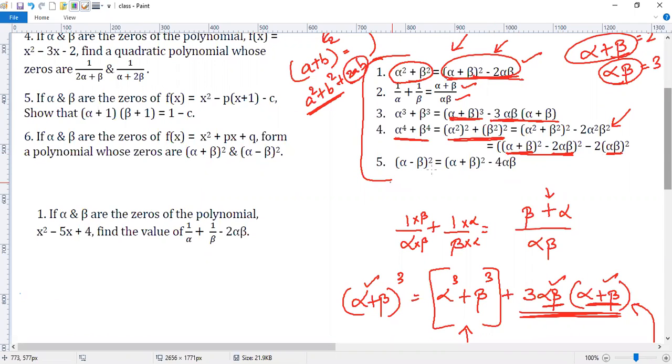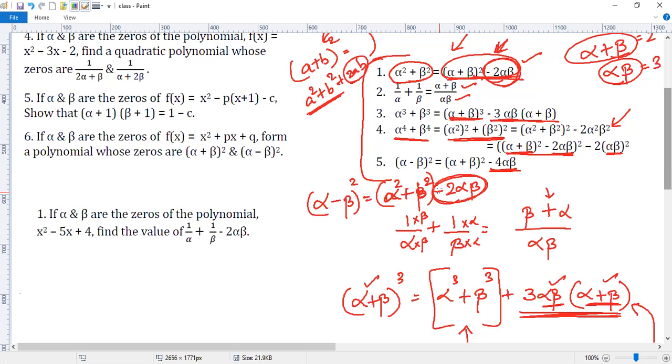Alpha minus beta whole squared is also quite simple. What do we do with this? Alpha minus beta whole squared. What is the formula? Alpha squared plus beta squared minus 2 alpha beta. Right? Now if we simplify further, instead of alpha squared plus beta squared I can bring in this first formula. So when we bring this in, there will already be a minus 2 alpha beta, and apart from that there is another minus 2 alpha beta here. So overall, minus 4 times alpha beta comes.